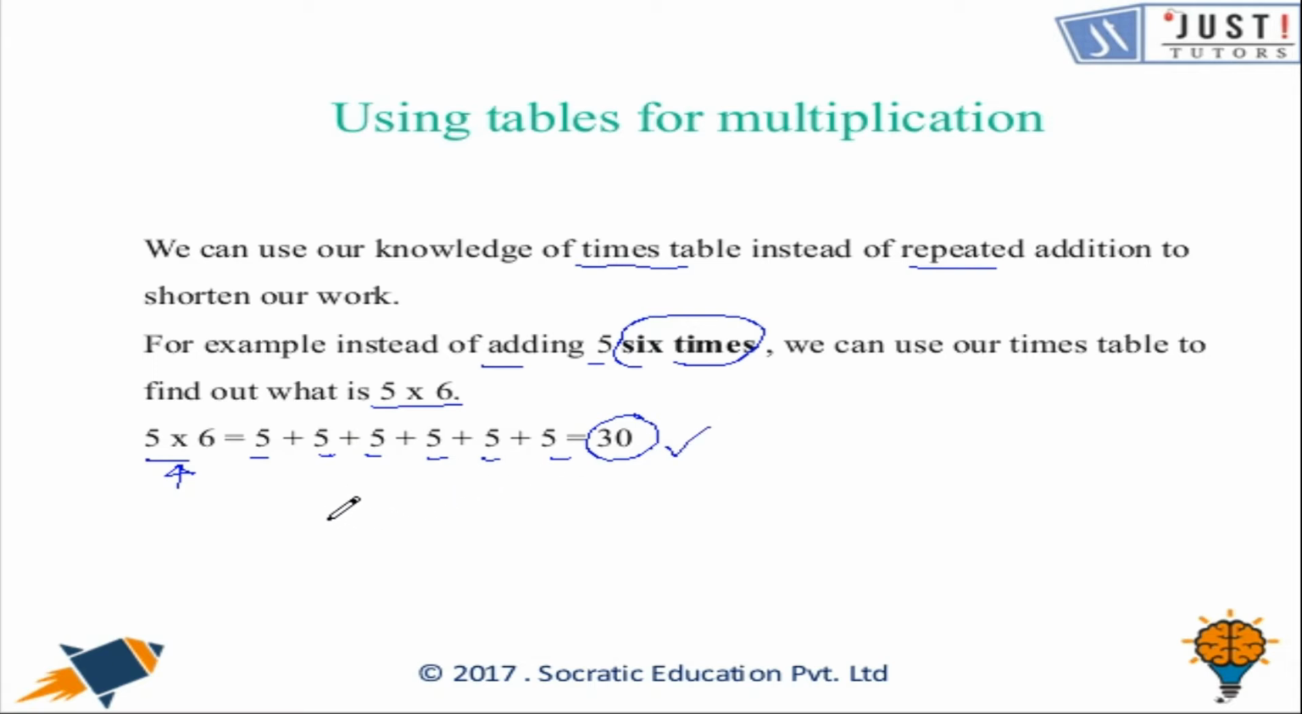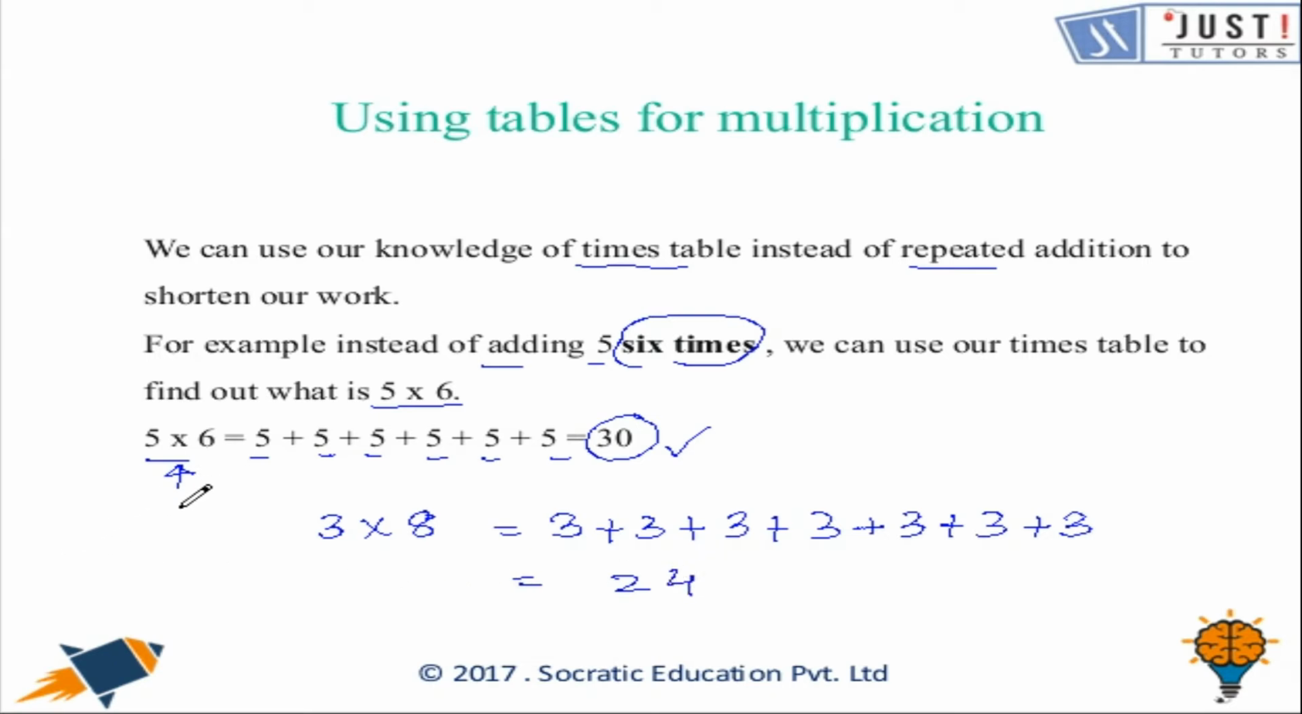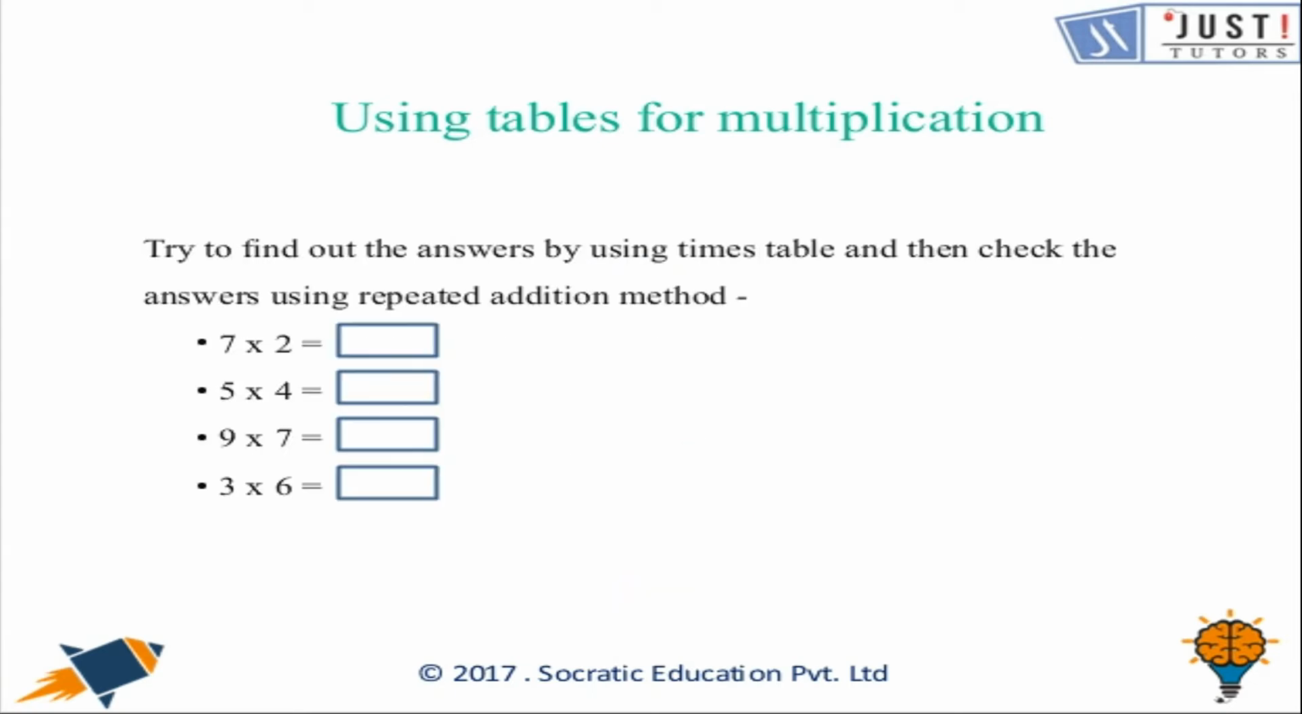For example, 3 times 8 is actually 8 lots of 3. Now it will be a very tedious work to write 3 8 times. See, I'm doing it and it's consuming time. And then add it and then get the result, which is 24. Instead of doing that, you can remember your times table and then use it to work out multiplication questions.